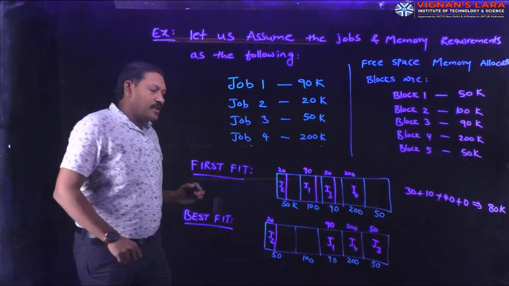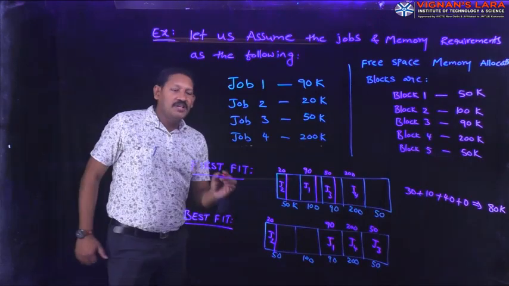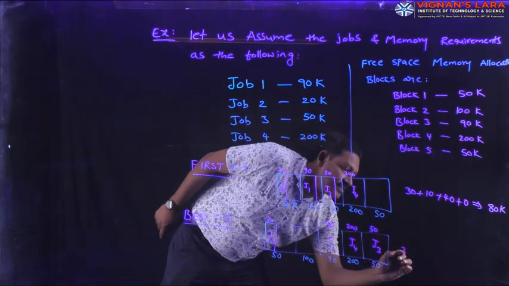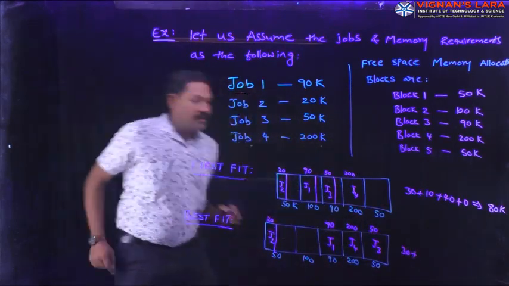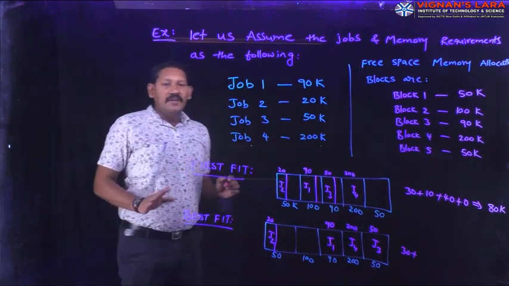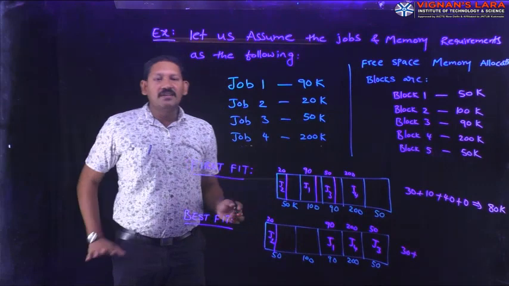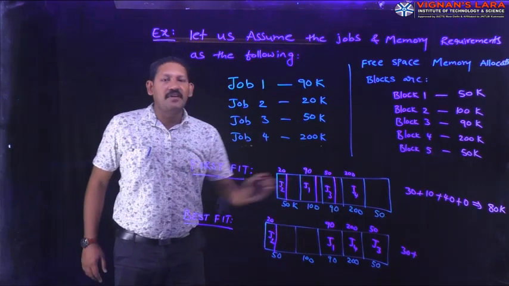In the first block, it is capable of accommodating 50k. We have utilized only 20k. So 30k is being wasted. Whereas in the second block, we didn't touch it. So the available memory is 100k and it is not used. So the 100k is available.